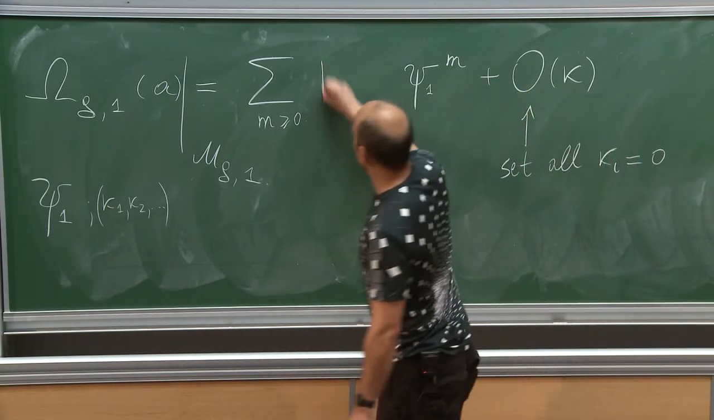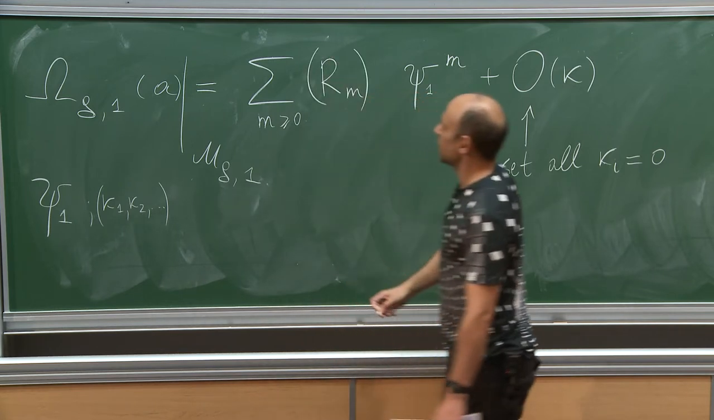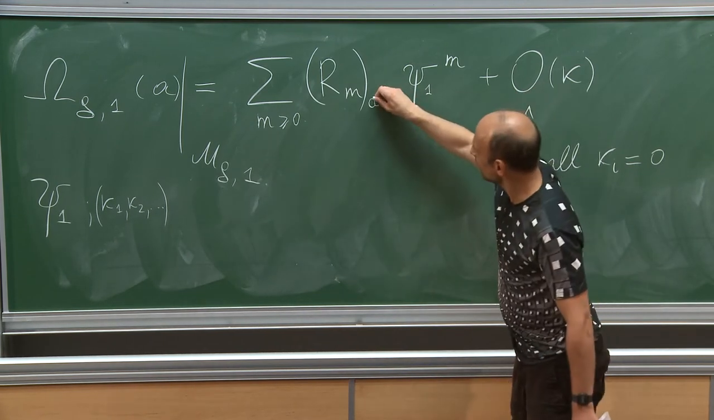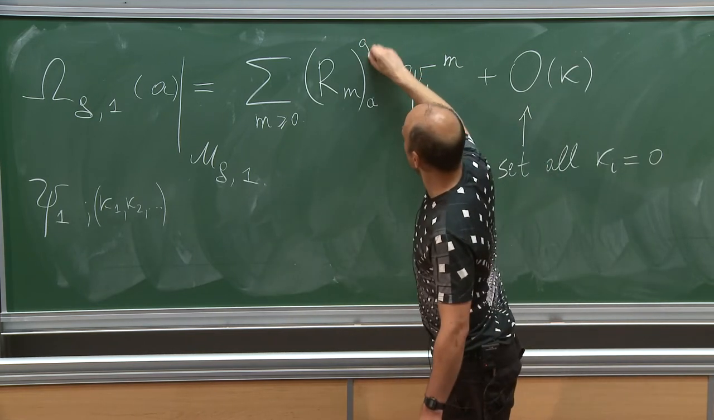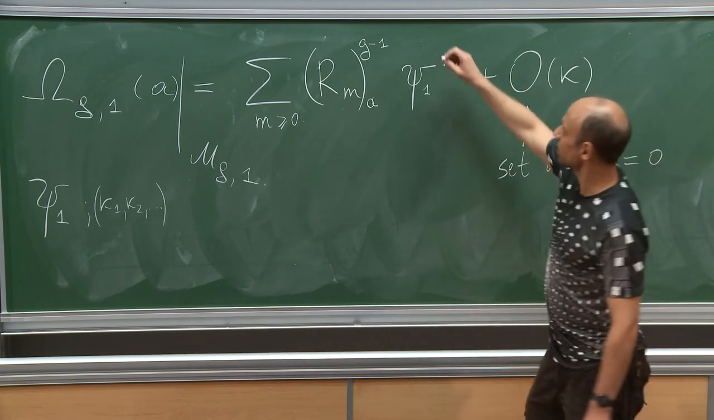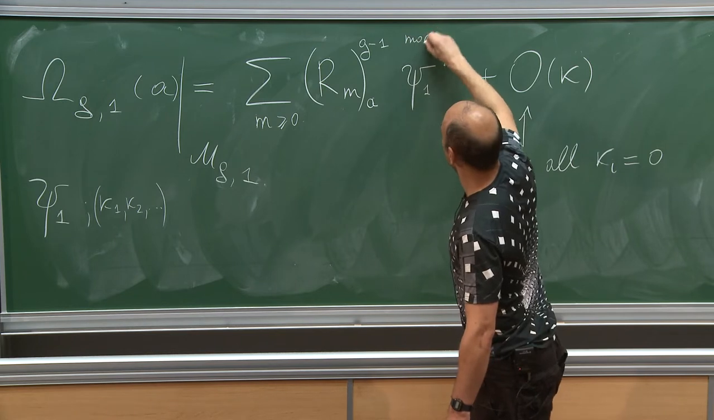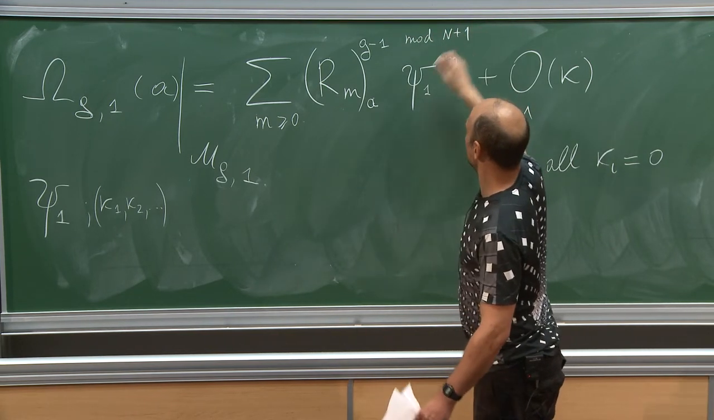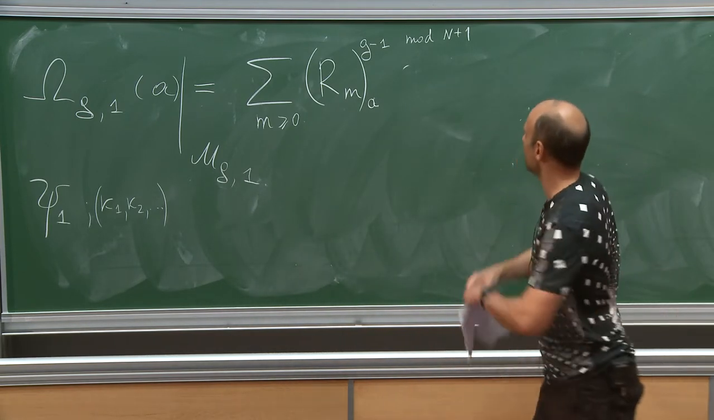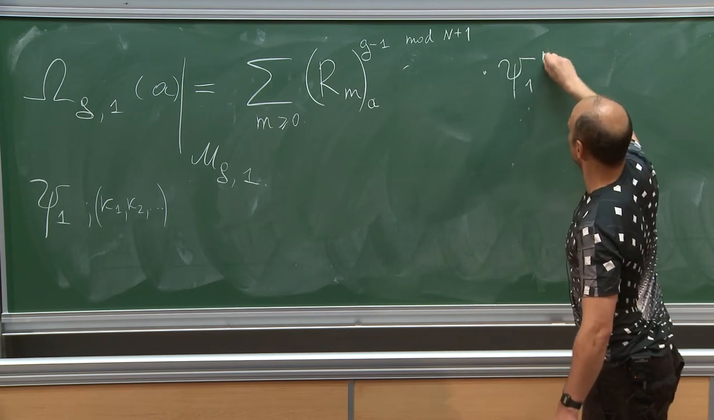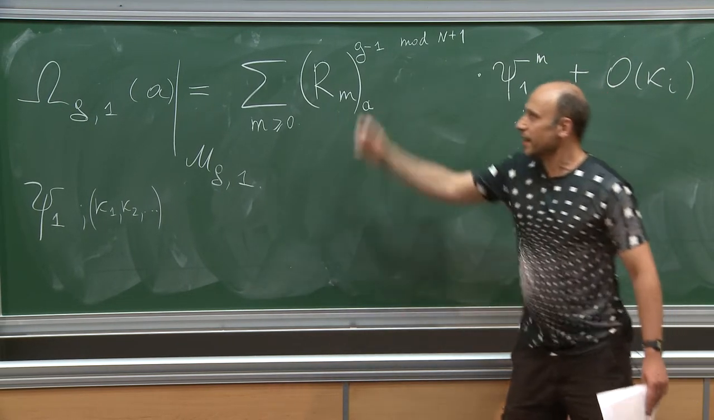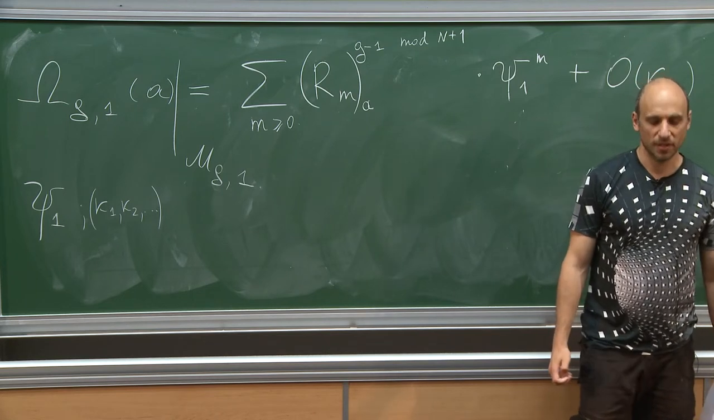And then here you have a coefficient that depends on a. So a goes from 0 to n. And it also depends on the genus. So here it's g minus 1. And g minus 1 does not go from 0 to n. So I take it modulo n plus 1. Let me rewrite it a little bit. And this gives you the matrices R_m.